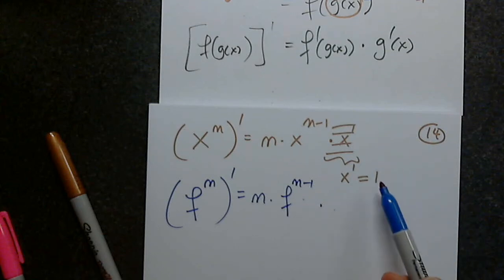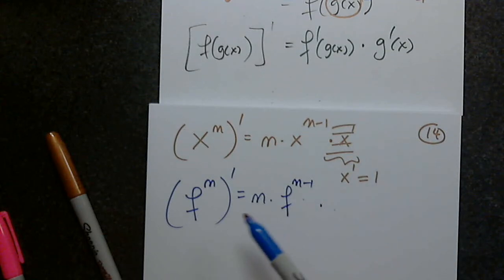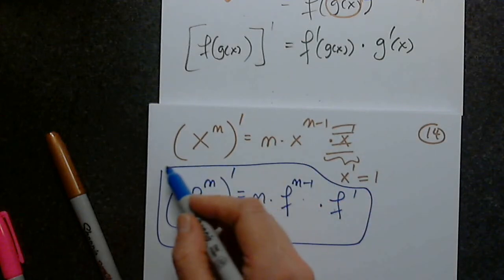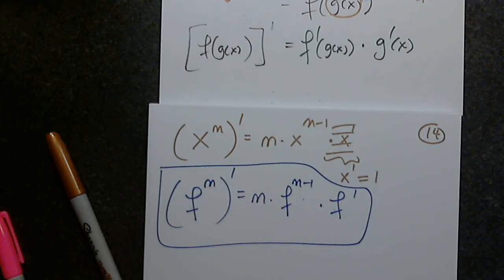But now this is no longer 1 times f prime. This is the chain rule combined with the power rule.